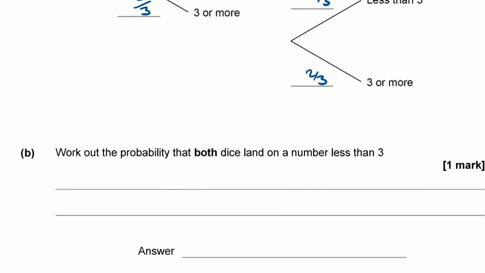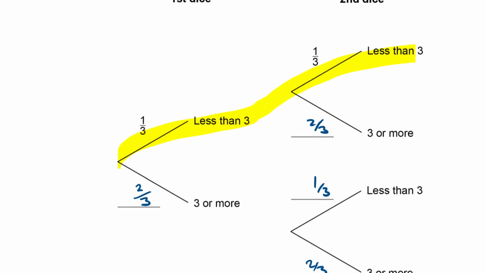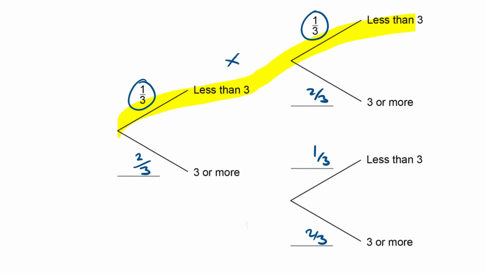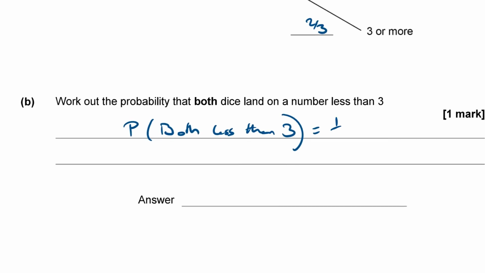So the probability that both are less than 3 is going to be those numbers along the route multiplied together. So that one multiplied by that one, isn't it? So 1/3 times 1/3, which is 1/9. That's a super easy probability question.